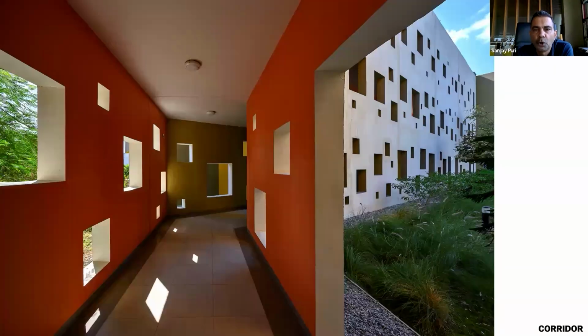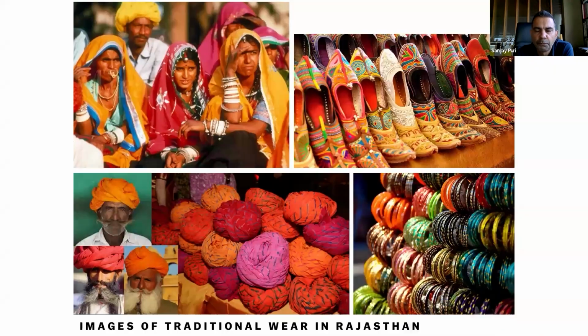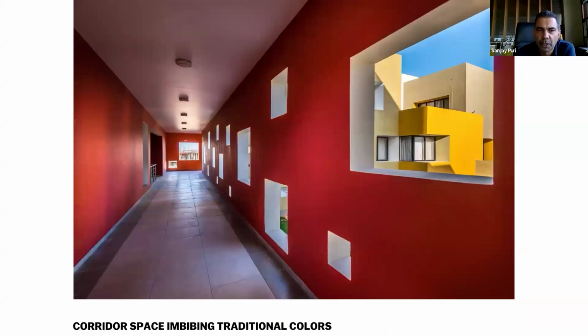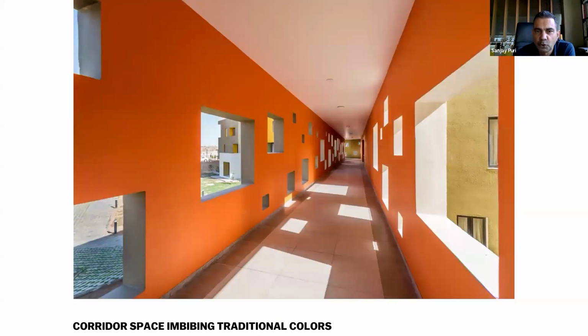So these are the open corridors. And then taking a cue from the colors of Rajasthan, the way people in Rajasthan use color, whether it's their turban or their shoes or their clothes, we've incorporated those same colors within the corridor so that every corridor is identifiable on its own. And plus, it becomes interesting to walk down.